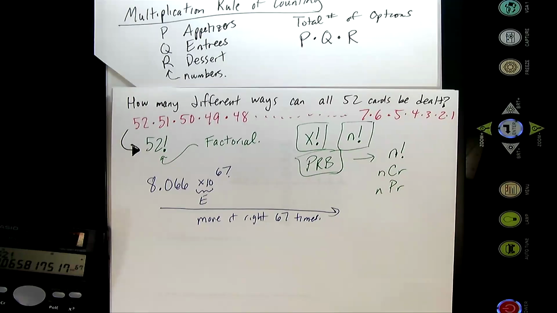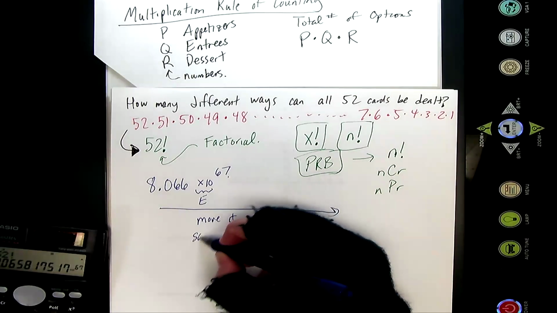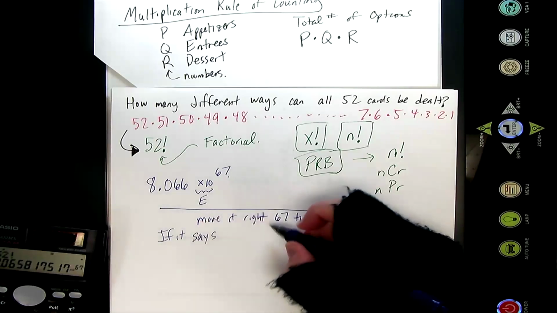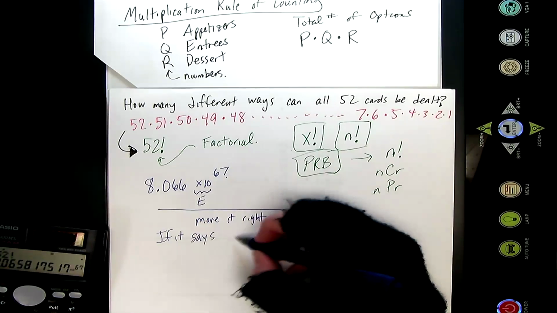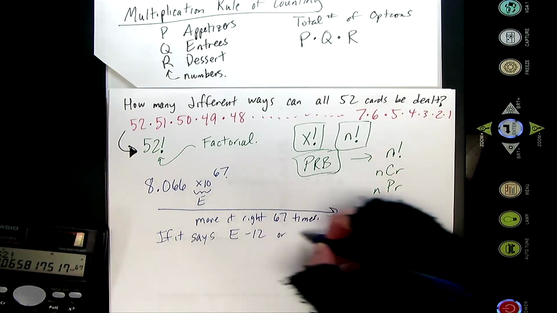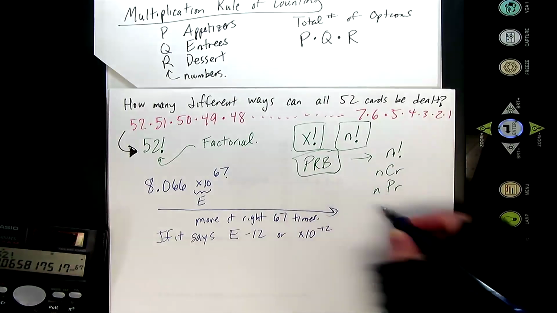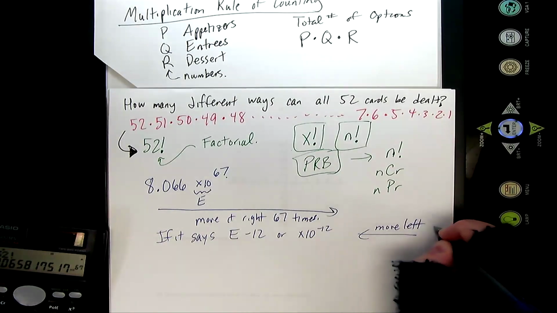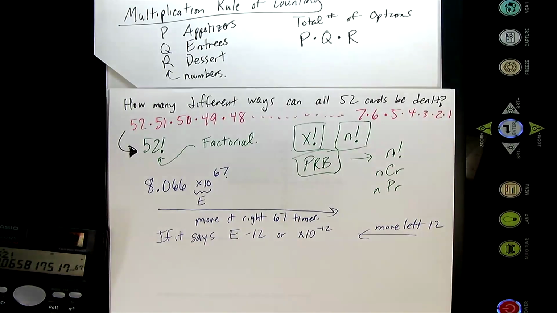If it's negative, if it says negative. There's no way it's gonna say like -67, but if it says like E -12, or times 10 to the -12, it means move left 12 times. So negative is left, positive is right, and the number is how many times to move the decimal point.